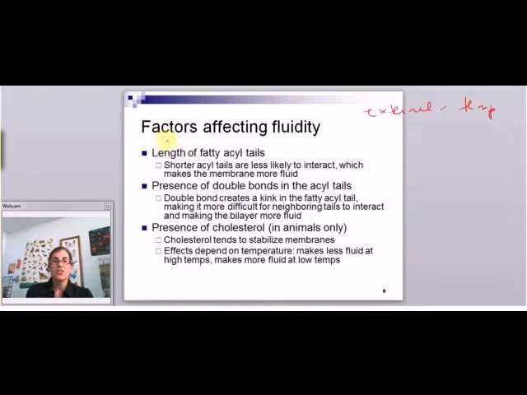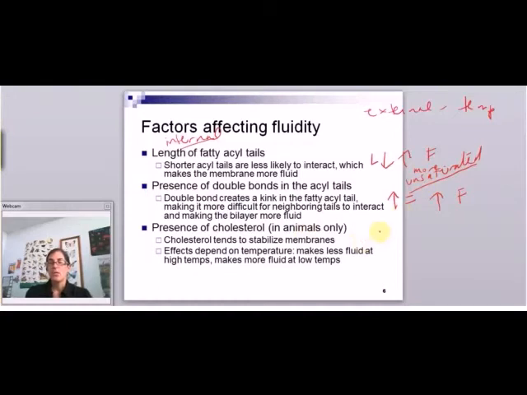Okay, these are internal factors, so things that the cell can control. The length of fatty acid tails: the shorter they are, the more fluid. So less length, more fluidity. Double bonds: if I increase my double bonds, I will increase fluidity. Remember, that's the unsaturated fatty acids. So if I make more unsaturated fatty acids, I will increase fluidity.